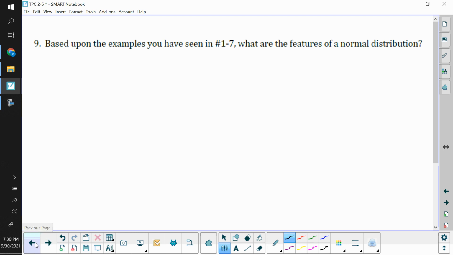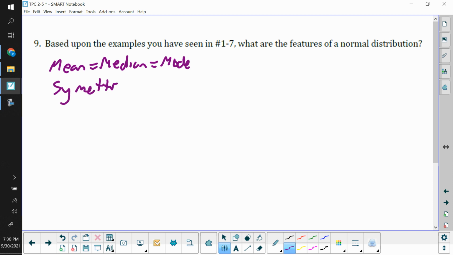So based on those examples, some things that we should know from normal distributions, and this is number 9 where we're filling this in. We had that the mean, the median, and the mode were all equal. It was symmetric, so there's no tails going on. There was one mound. And that 68, 95, 99%, we're going to talk about what that means in a second here.